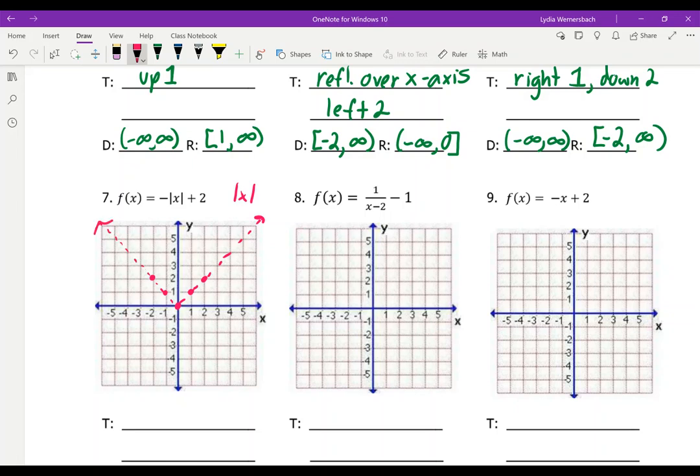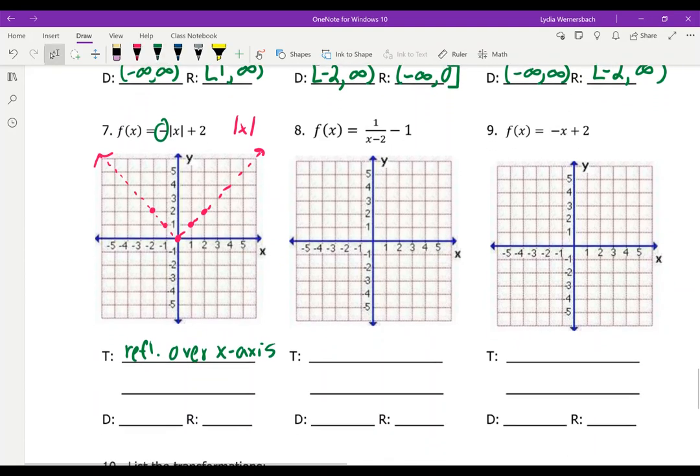Okay. So next we got to look at those transformations. So we see this negative outside. Again, it's outside the function. That is a reflection over the x-axis. The absolute value bars are just telling us what that parent function is. And then we have this +2. It's on the outside, so that means we are going up 2.